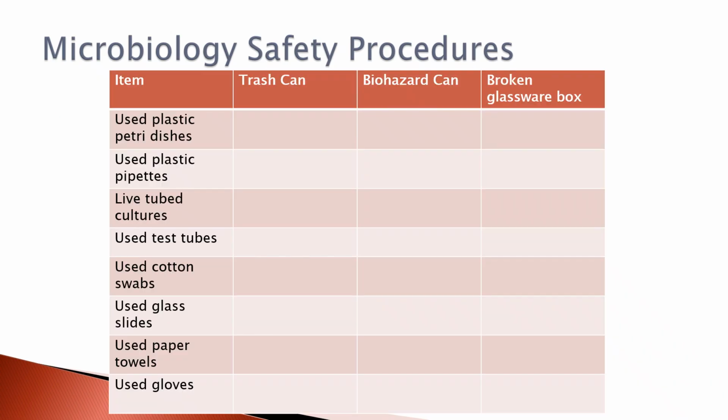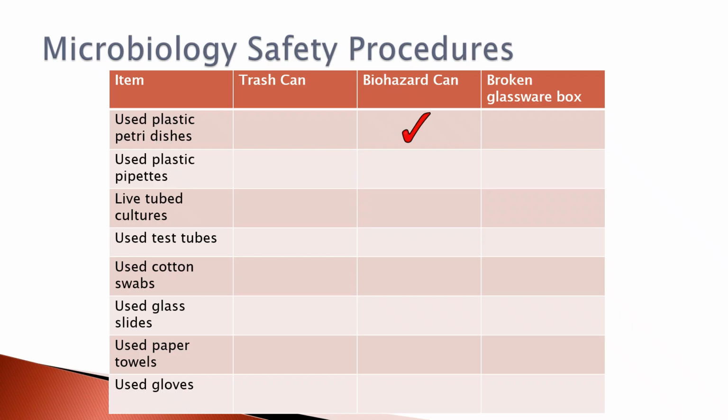Okay, so where do things go when we need to dispose of them? We have three choices: the everyday trash can, the biohazard can, which is what they call the red bin, so it has a special bag in it and it is red, and then a broken glass box, which in most labs is blue. And it's a cardboard box that you put certain things in that have broken.